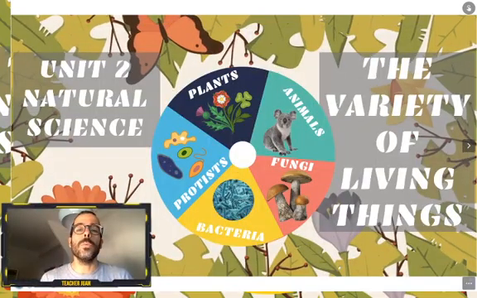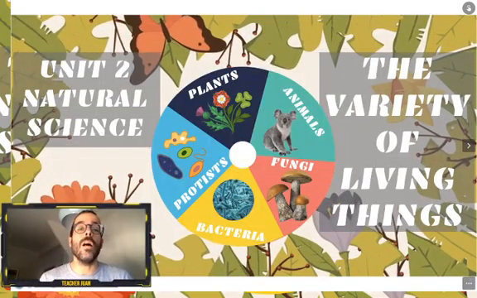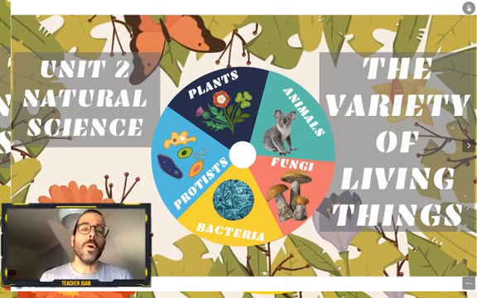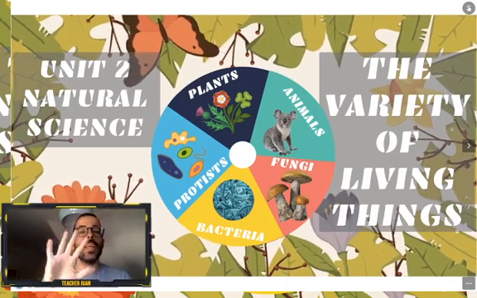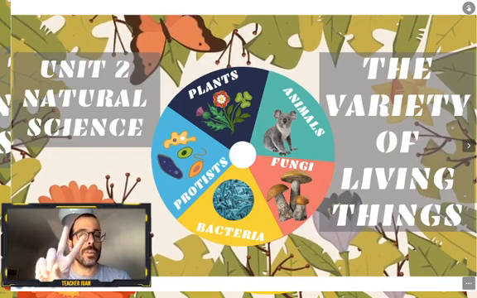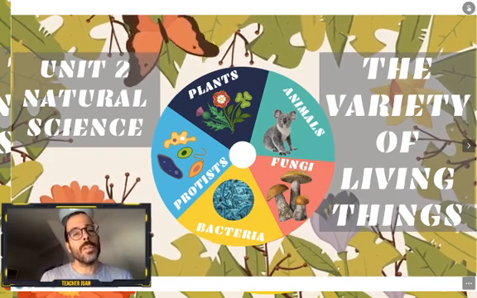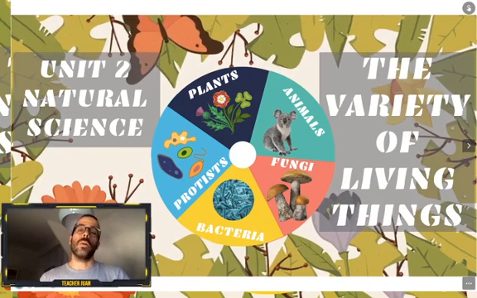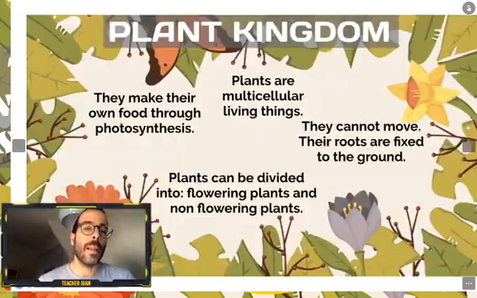Today we are going to start with Unit 2 and we're still working with these living things, okay? Today we are going to work on the variety of living things. As you know, there are 5 different kingdoms in the living things and we are going to study 2. First, we're going to see the plants kingdom, okay? Here we are, the plant kingdom.